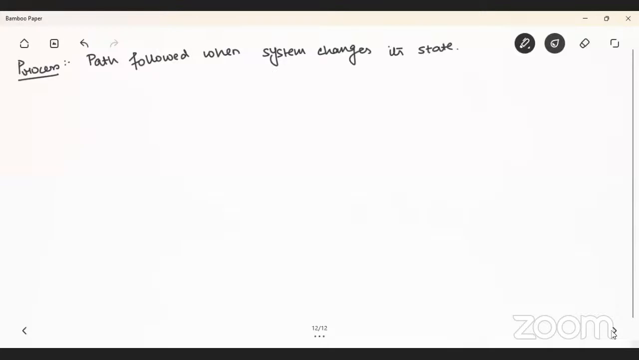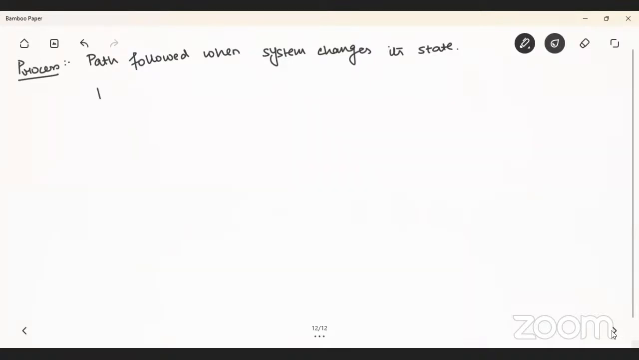Okay, so now we will be discussing the process. So what is this? It is the path followed when the states of the system change, when the system changes its state. Yesterday I told you what is the change in state of a system. When any property of any kind of system is changed, then we say that the state of the system is also changed.